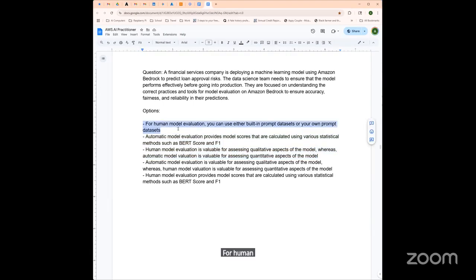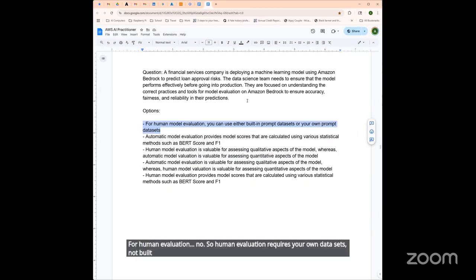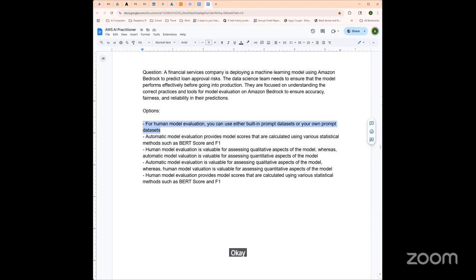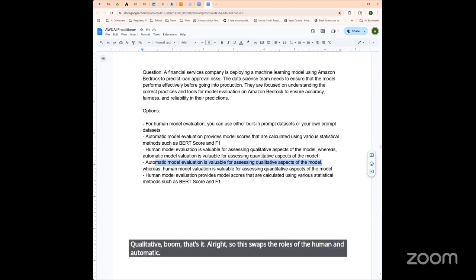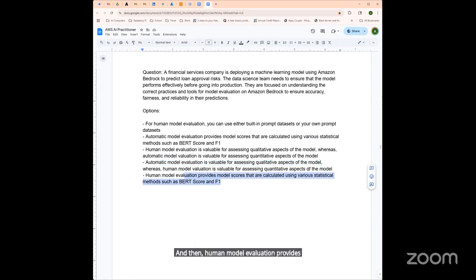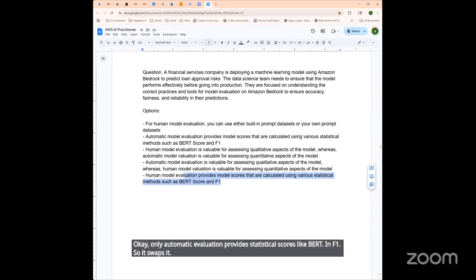For human evaluation, no. Human evaluation requires your own data sets, not built-in ones. Read the question again, okay? Automatic model evaluation is for assessing qualitative, that's it. So this swaps the roles of the human and automatic. And then human model evaluation provides the model scores. Only automatic evaluation provides statistical scores like BERT and F1. So it swaps it.